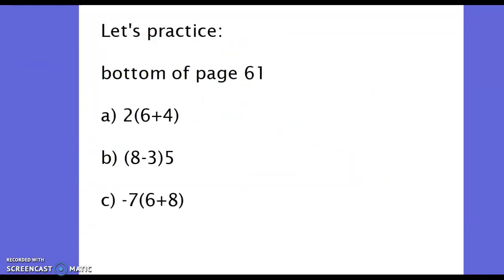So on the bottom of page 61, there are 3 problems I'd like for you to try and simplify. And so just to kind of get you started, to simplify this, you're going to take 2 times the 6, then put your plus sign down. And then you'll take 2 times the 4, and then go ahead and simplify that and tell me the answer. And then try the same thing for letters B and C. Hit pause, and then hit resume when you are ready.